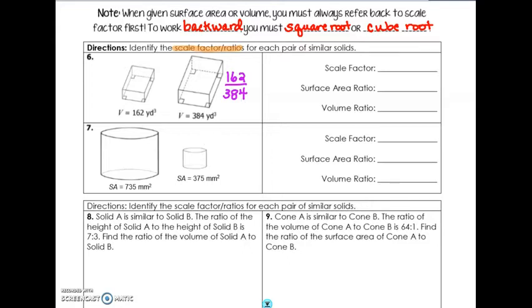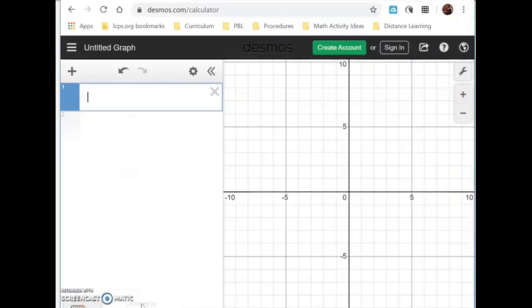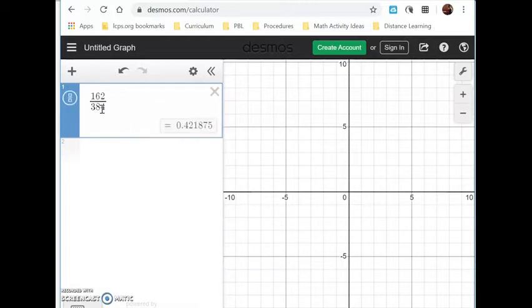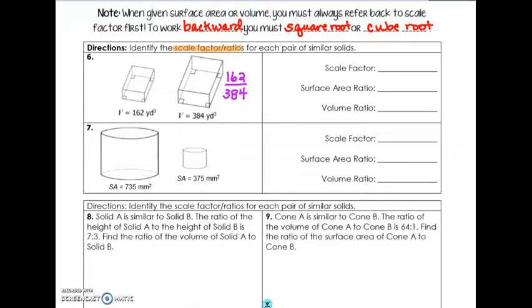So right away I go ahead and type this on Desmos. I type in 162 over 384. I click my simplified fraction button to get 27 over 64. So that's going to be my volume ratio because that's what I was looking at. I was looking at their volumes. So we're going to have 27 to 64.